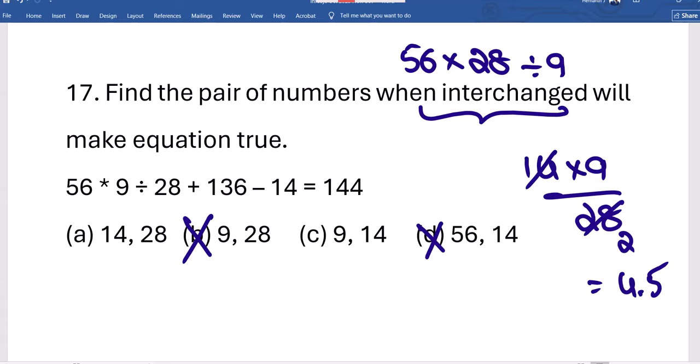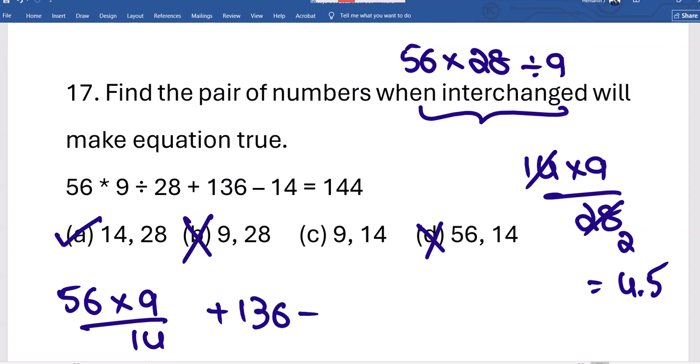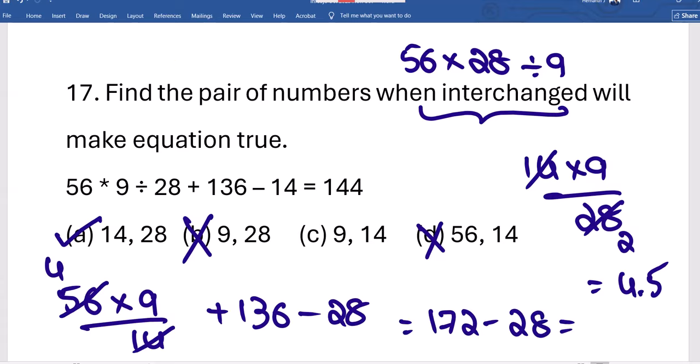Among A and C, you have to try to identify. Now, if we try A, in place of 28 we should replace 56, and in place of 14 we should replace 28. This is 36. 36 plus 136 is 172. 172 minus 28 will give 140.